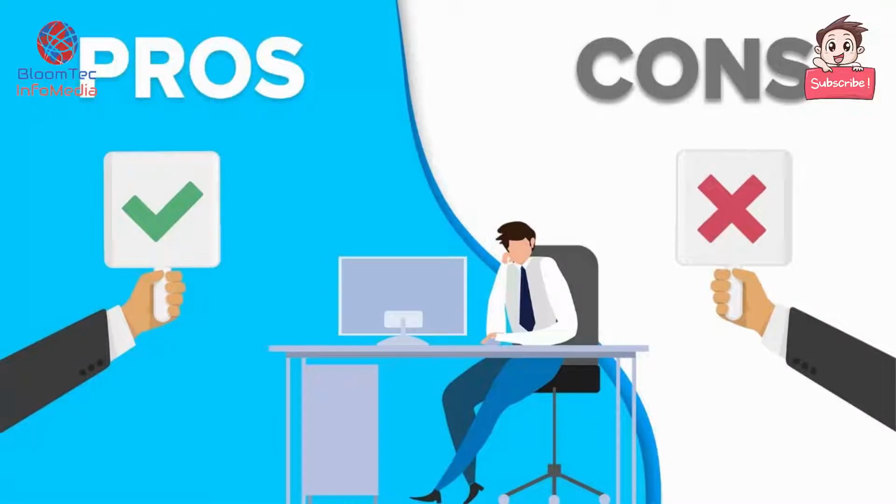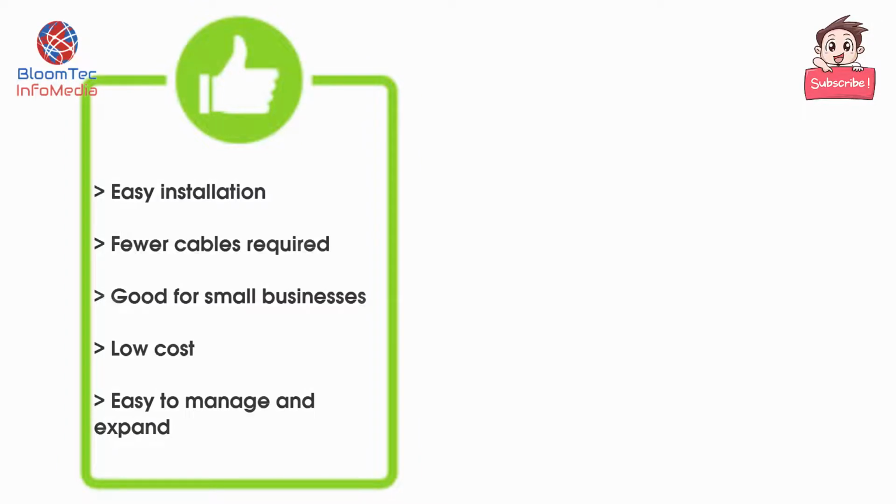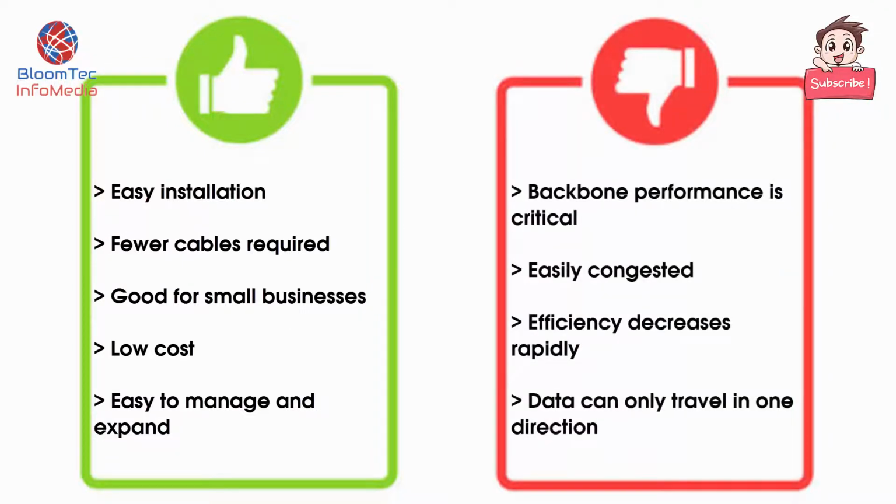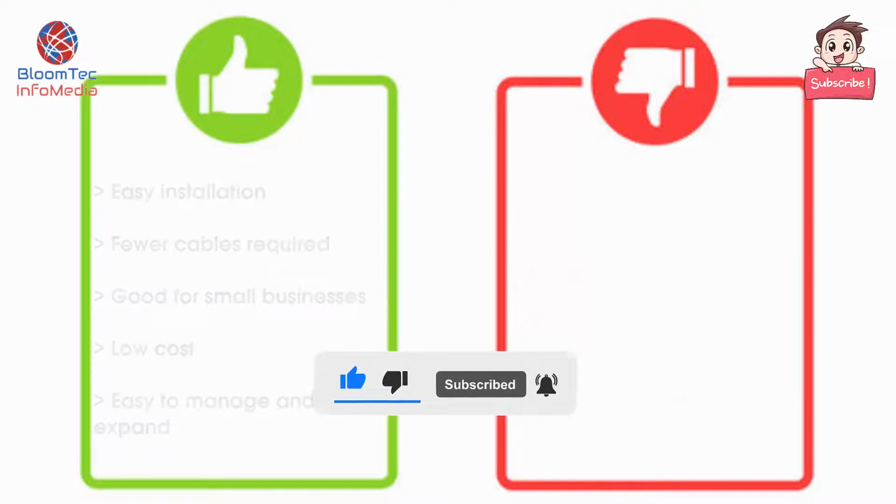Pros and cons. Easy installation. Fewer cables required than mesh and star topology. Good for small businesses. Low cost. Easy to manage and expand. Backbone performance is critical. Easily congested on busy periods. Efficiency decreases rapidly with each added node. Data can only travel in one direction at any point in time.